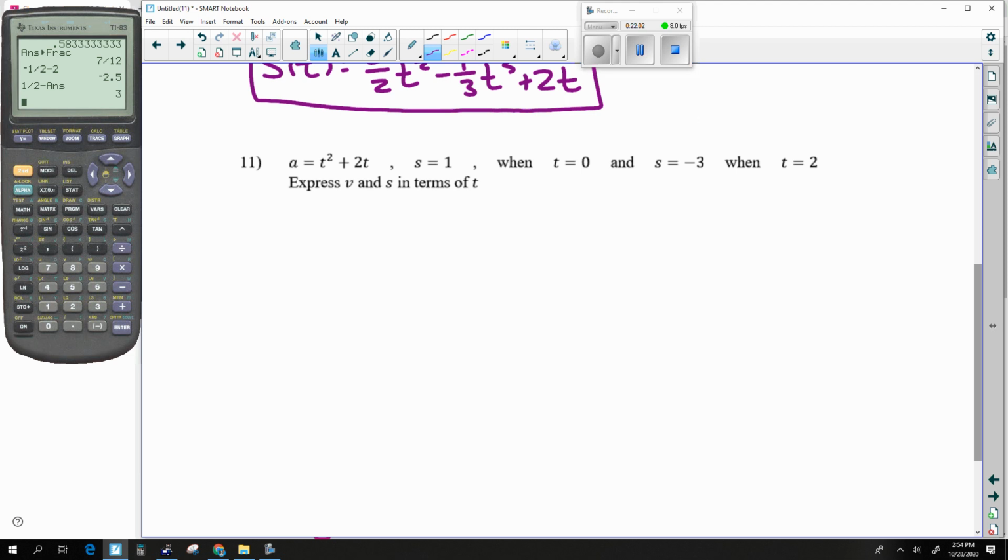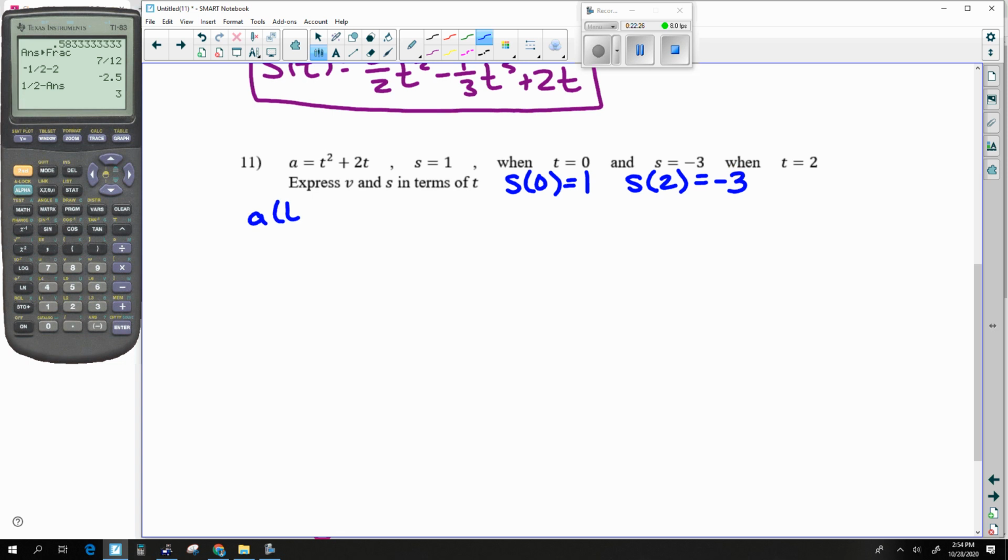All right. Oh, I see what we do here. Okay. So when time is 0, position is equal to 1, and at time 2, position is equal to -3. And we're supposed to, again, get equations for velocity and position. Okay. So let's go ahead and go to work.